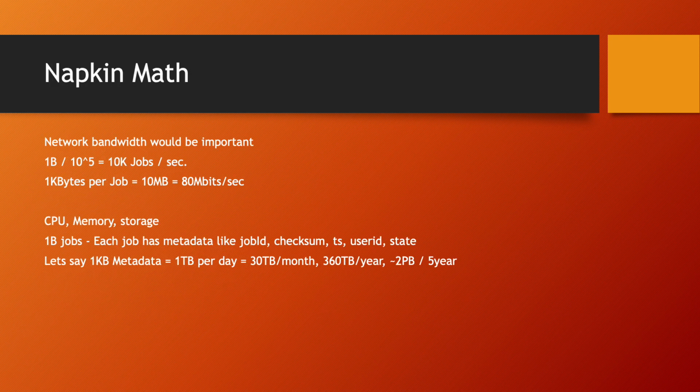Now, let's do some napkin math before putting a high-level design. So in terms of overall storage, we assume that it's 1 billion jobs per day. That means 10,000 jobs per second. And that means assuming 1 kilobyte of metadata per job, we have 1 terabyte of storage per day. That means 30 terabytes per month, 360 terabytes per year, and around 2 petabytes in 5 years. And in terms of network bandwidth, that would mean around 80 megabits per second.